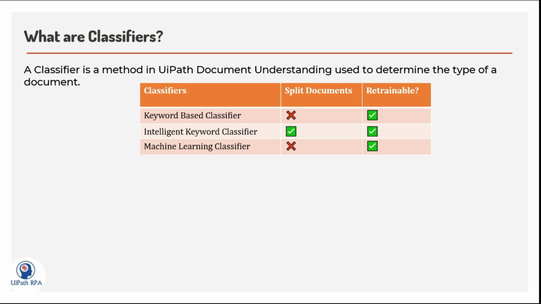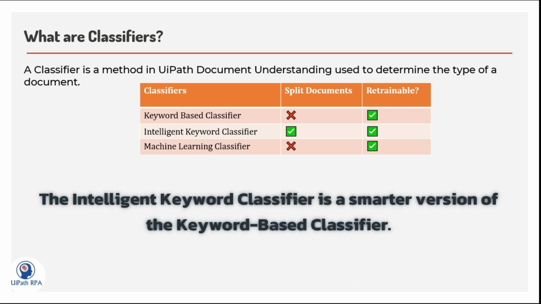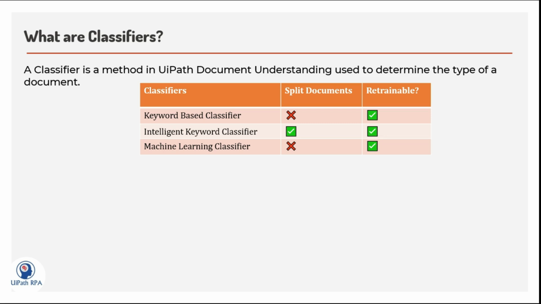Now we have the intelligent keyword classifier. The intelligent keyword classifier is basically a smarter version of the keyword based classifier. In the keyword based classifier, we manually give the keywords to identify from the documents. But in the intelligent one, it takes a sample of documents and then it adds those keywords automatically in its learning file, we can say. So it does it intelligently.